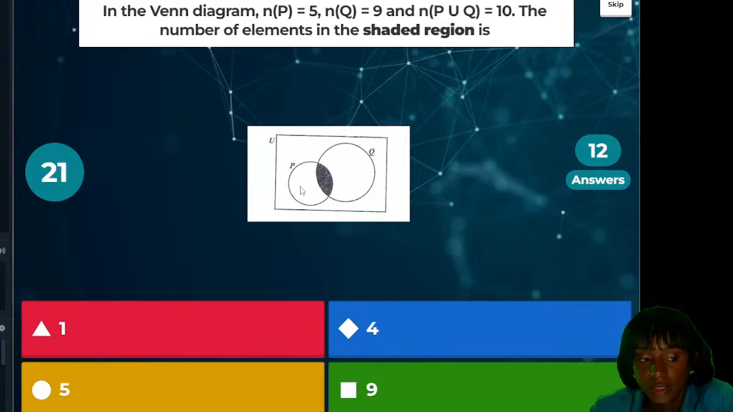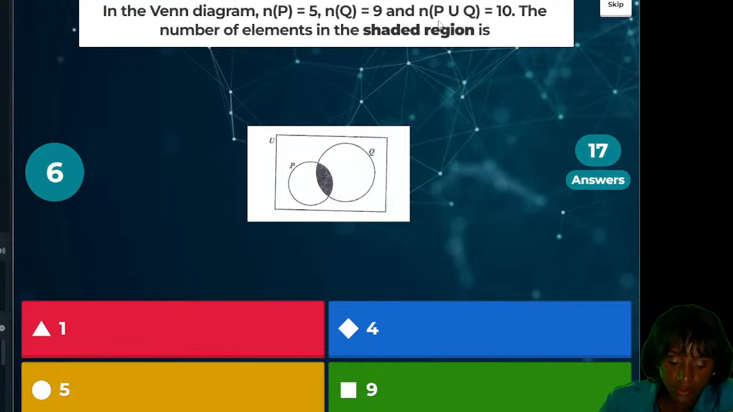That's all to hint. The values in P only plus the value in the intersection plus the value in Q only together should be equal to P union Q, which is 10. You have 9 more seconds remaining.